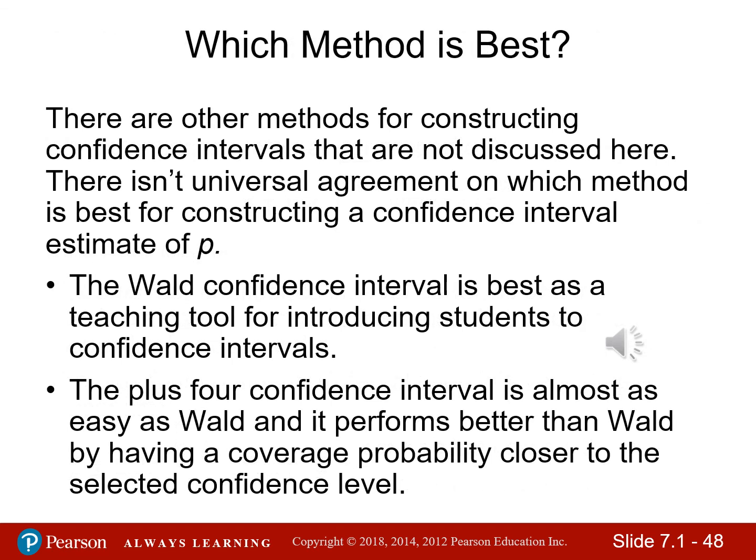There are other methods for constructing confidence intervals that are not discussed here. However, there isn't any universal agreement on which method is best for constructing confidence intervals to estimate our population proportion p. However, the Wald confidence interval is the best tool for teaching students in an introductory statistics course. And the plus-4 confidence interval is almost as easy as the Wald, and it performs better than the Wald by having a coverage probability that is closer to the selected confidence level.